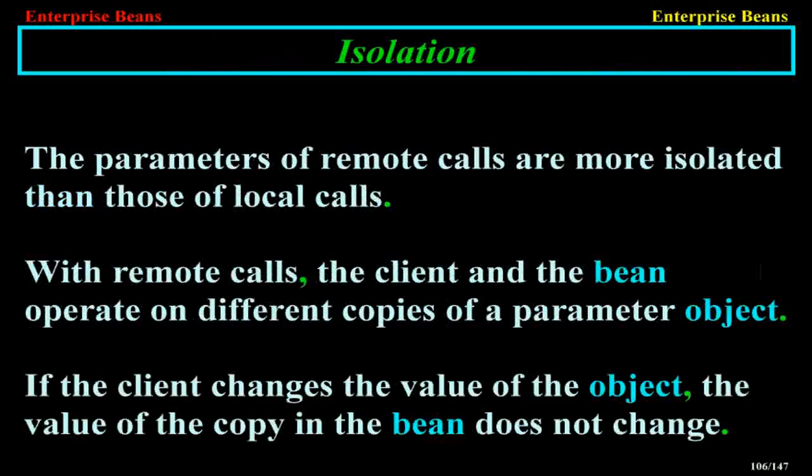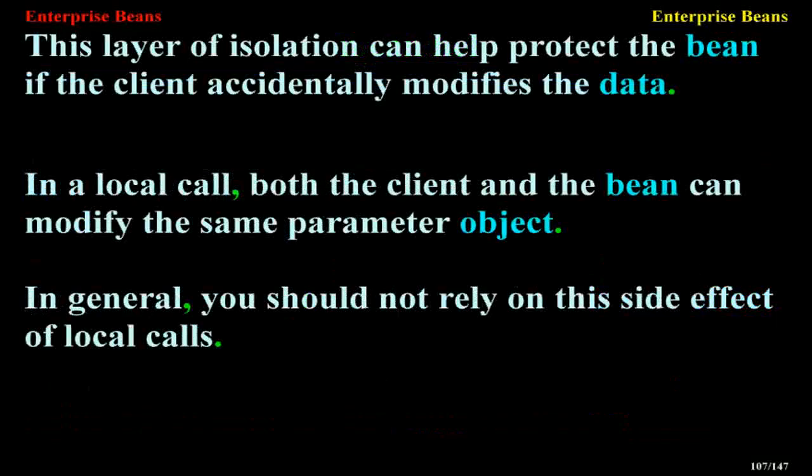Isolation. The parameters of remote calls are more isolated than those of local calls. With remote calls, the client and the bean operate on different copies of a parameter object. If the client changes the value of the object, the value of the copy in the bean does not change. This layer of isolation can help protect the bean if the client accidentally modifies the data.